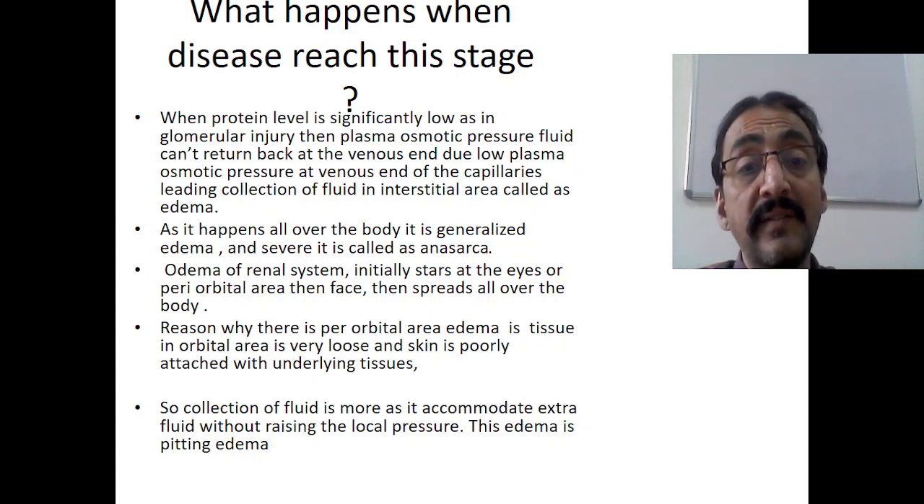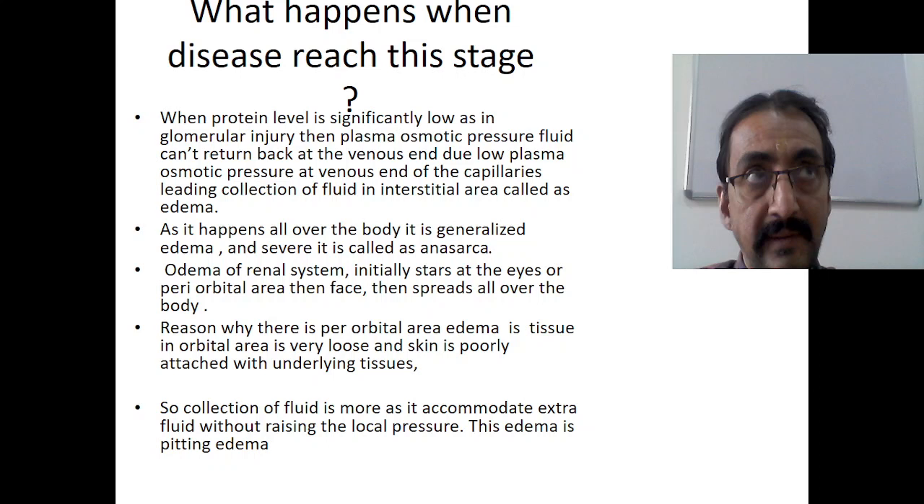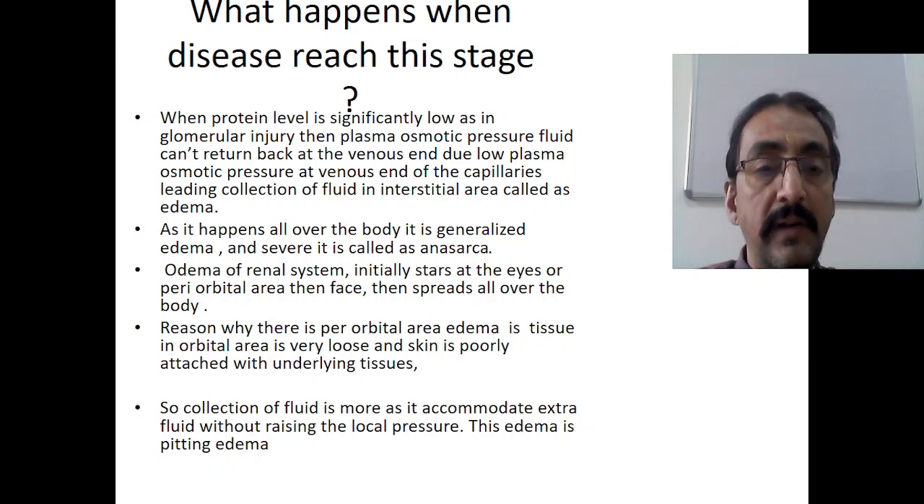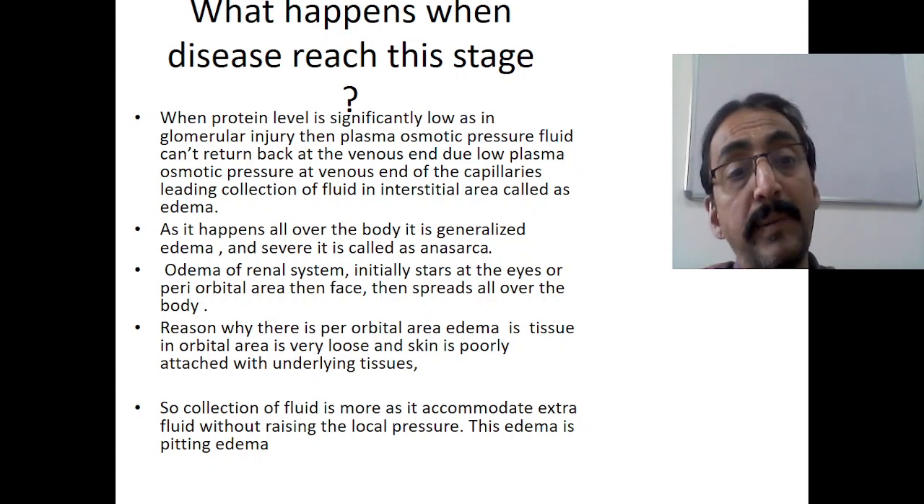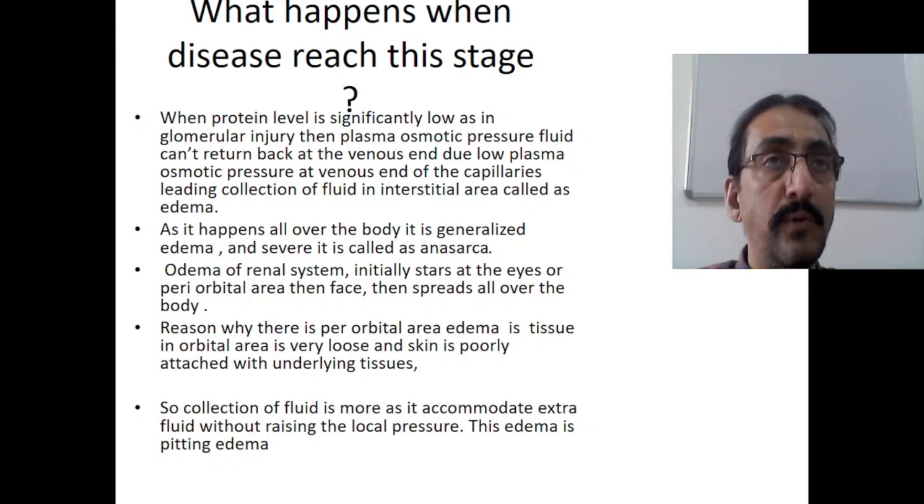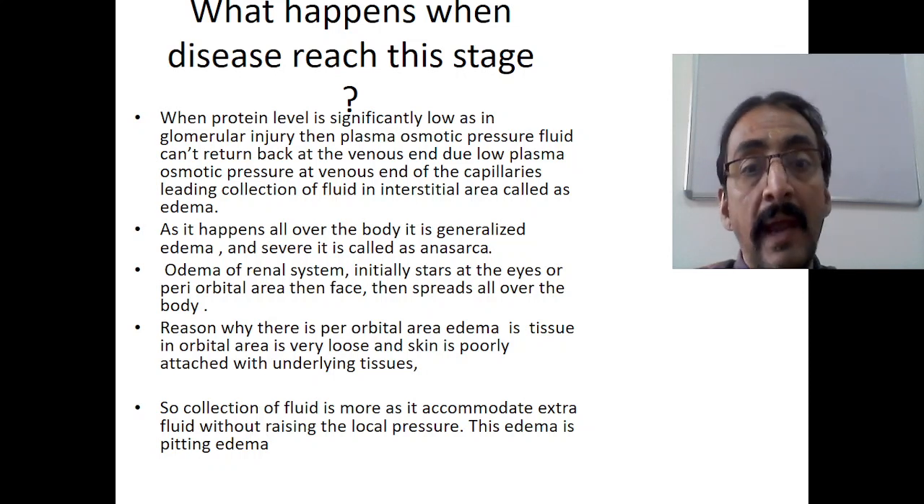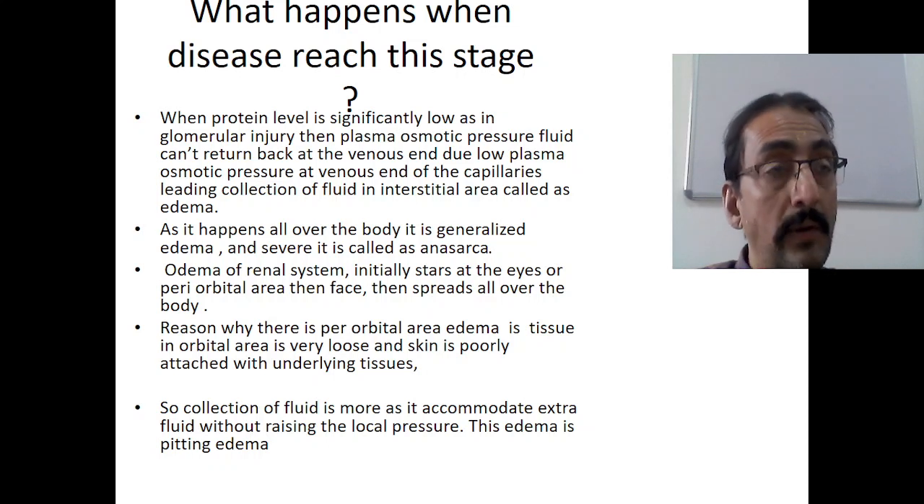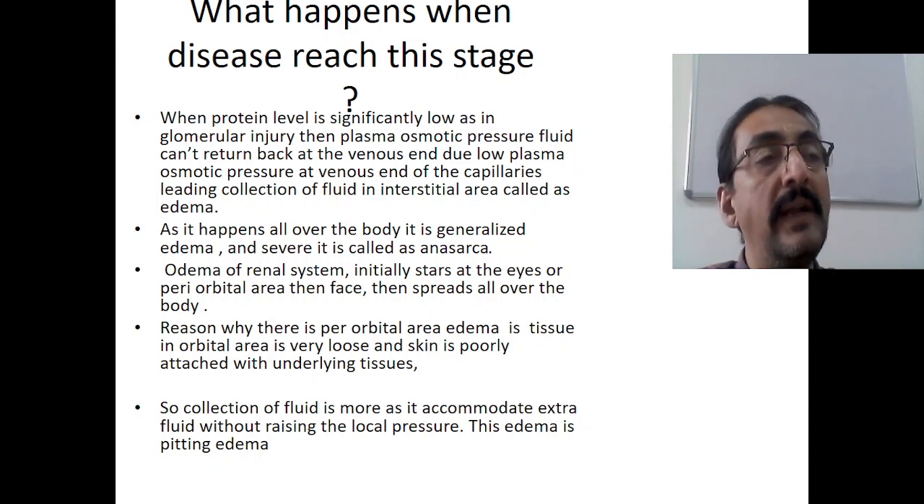Edema of the renal system initially starts at the eyes. This we have to understand. Any edema occurring because of the renal system first presents in the eyes or the periorbital areas, and then spreads to the other parts of the body. Whereas edema occurring because of cardiac causes usually starts in the dependent most portions of the body, like the ankle. Edema occurring because of liver pathologies like liver failure usually presents as ascites.